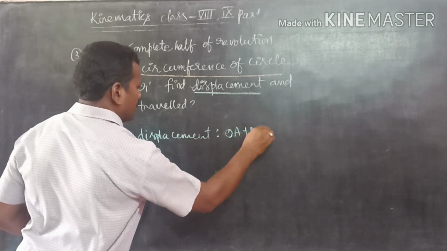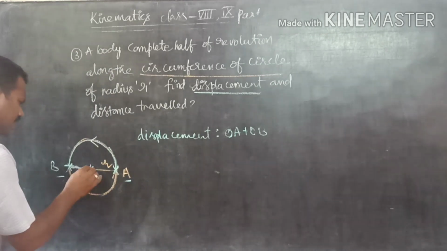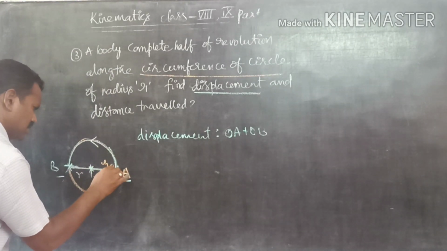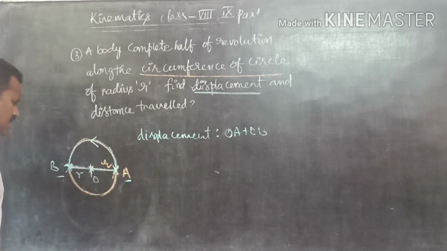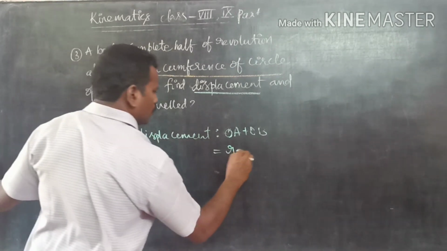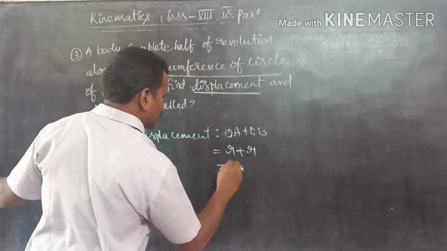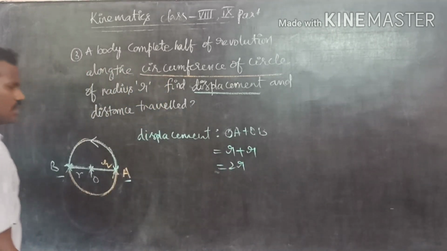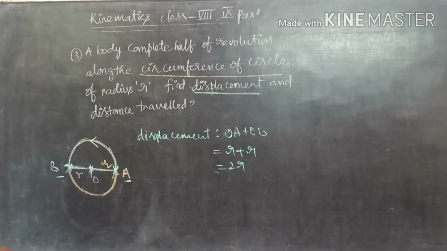Now the displacement is OA plus OB. Why is it OA plus OB? This is the initial point and this is the terminal point. OA is nothing but radius r, OB is also radius r. The total value becomes 2r. That is the displacement.